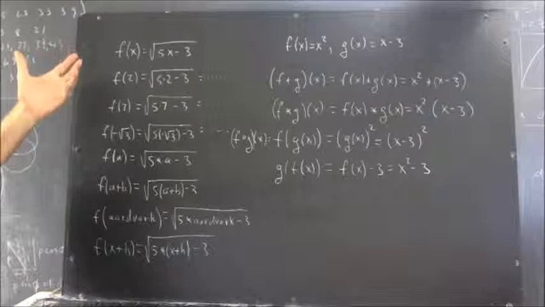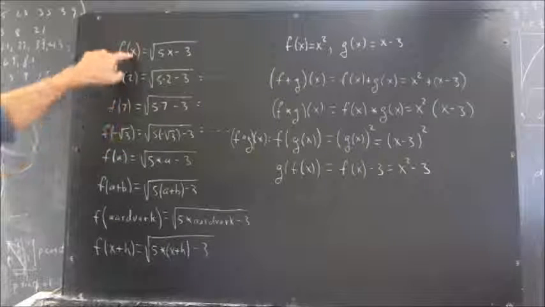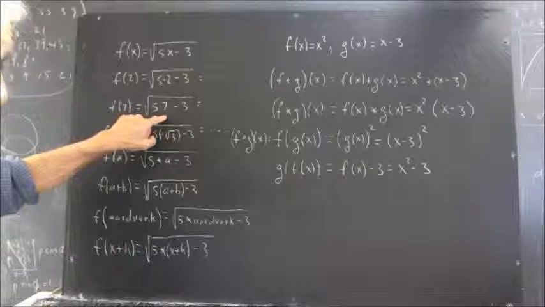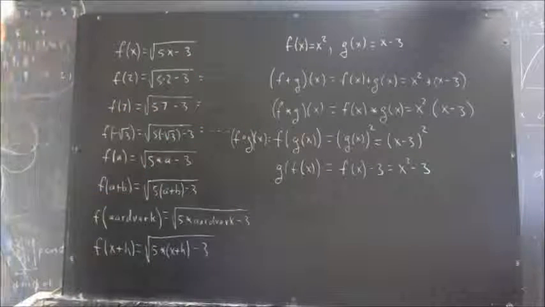Okay? Now, what about f of 7? Well, now 7 has replaced x. X has been replaced by 7, so x has to be replaced by 7. We get 5 times 7 minus 3, square root of 32.